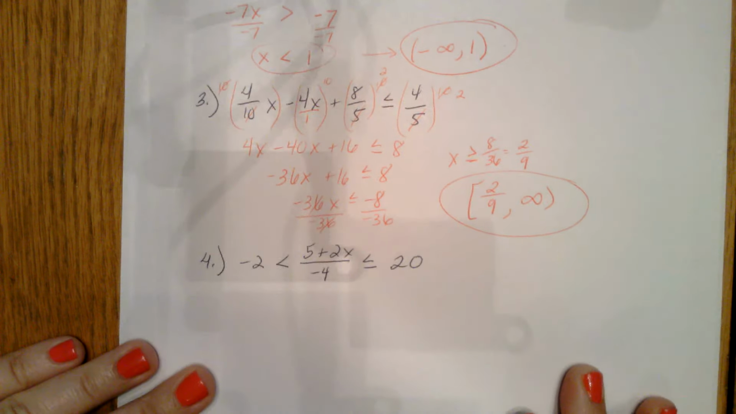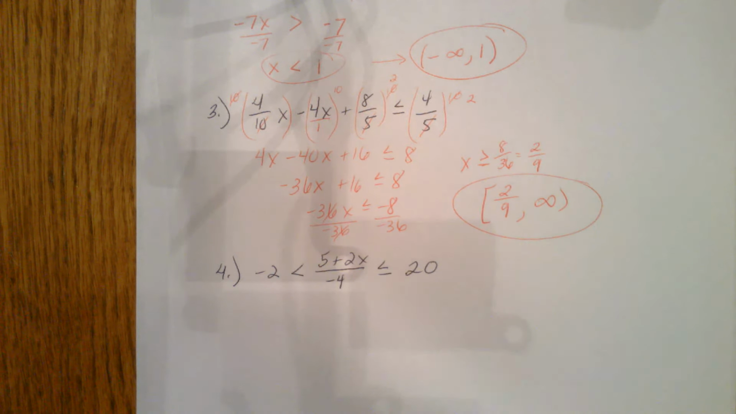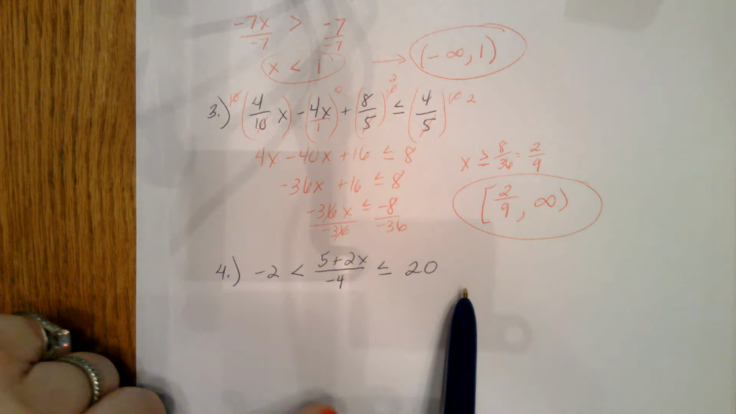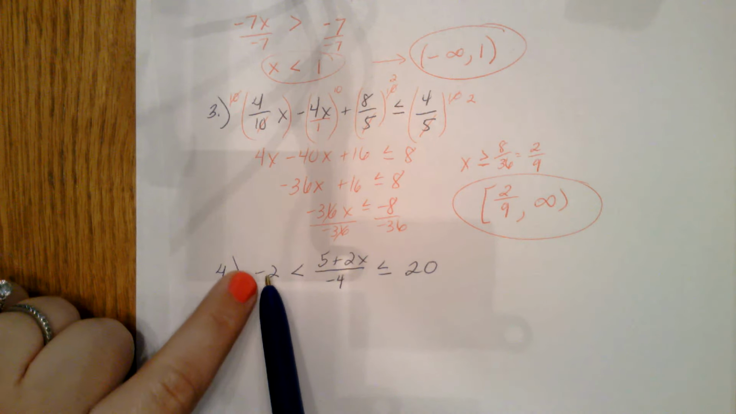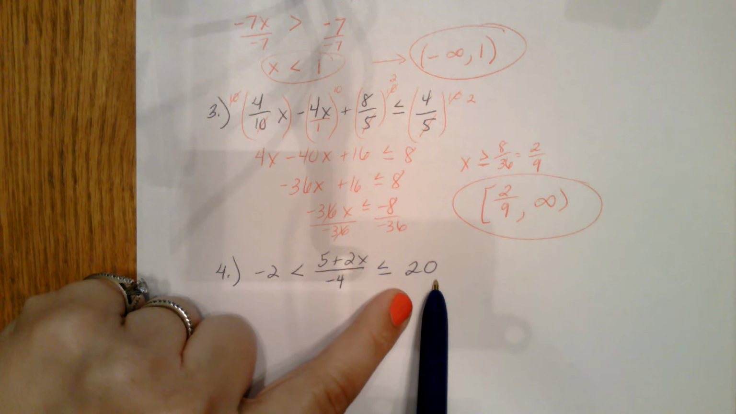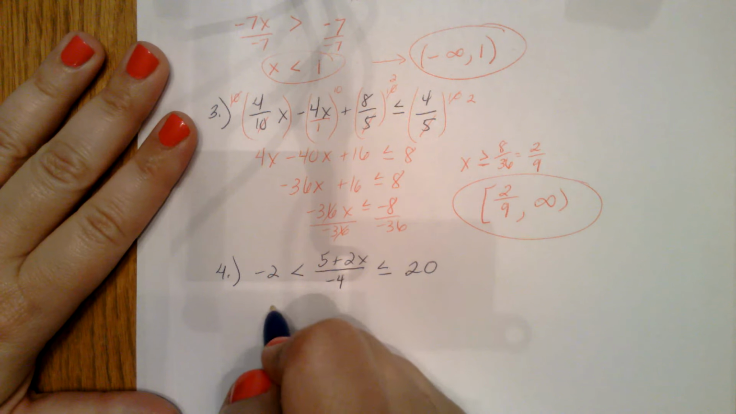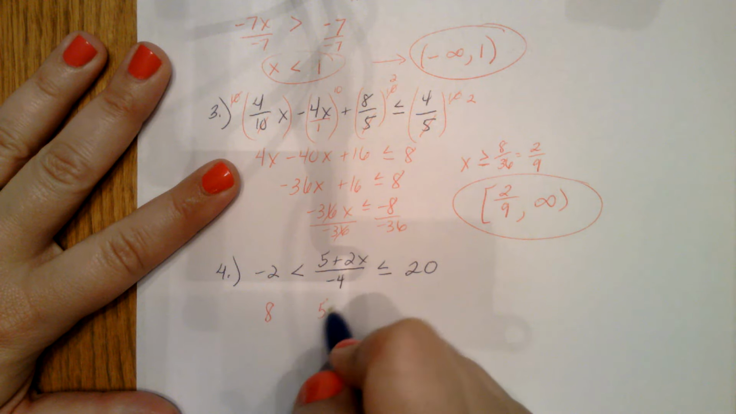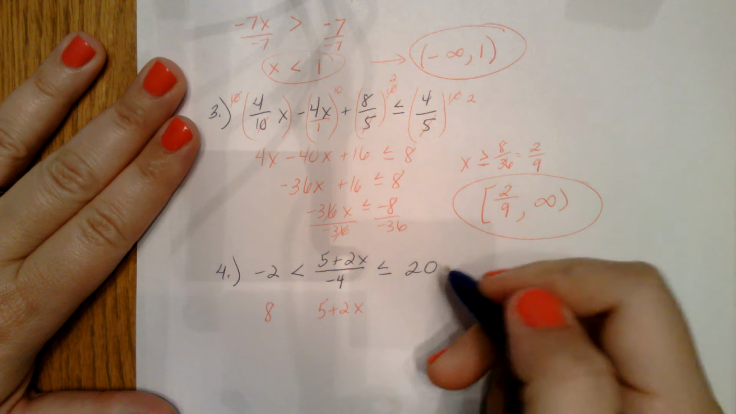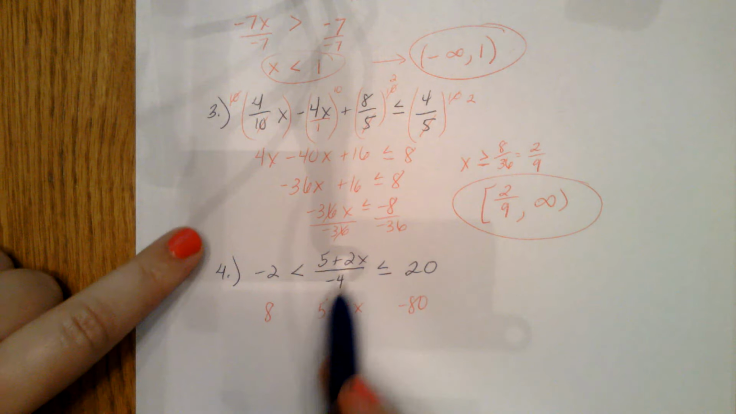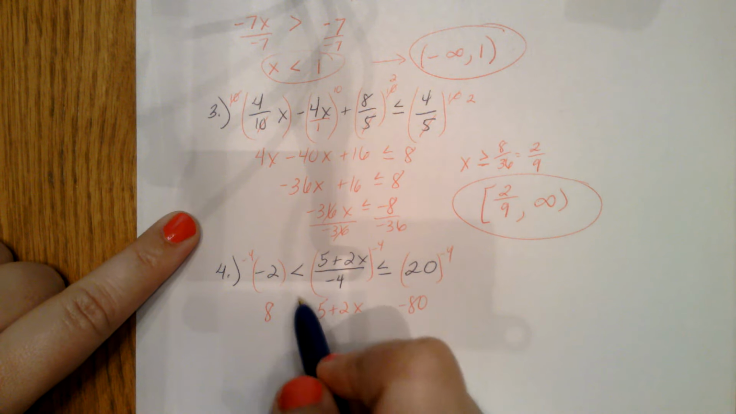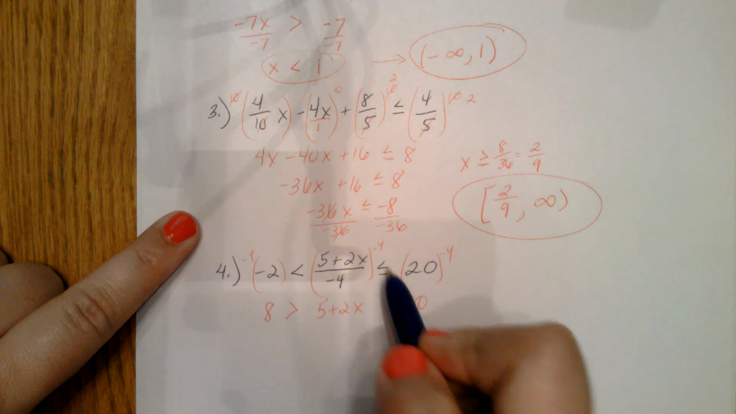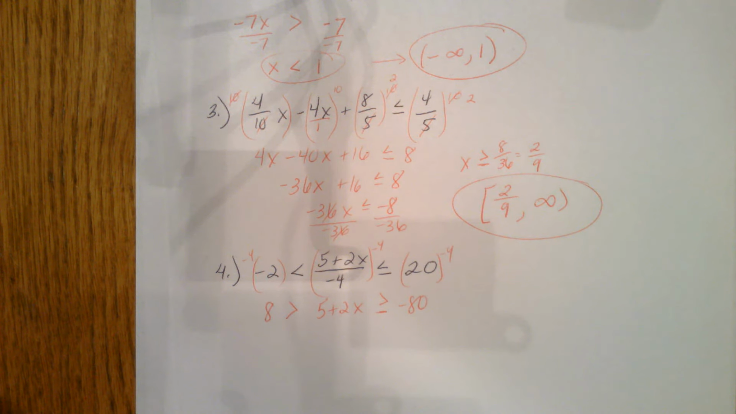All right, and let's do a compound one. This is called a compound because they're together. What do you do when you have them all together? Well, you treat each side the same. You start in the middle, and you want to clear it of that negative 4. So you're going to multiply this side by negative 4 and this side by negative 4. So you would have a positive 8. This would be 5 plus 2x. And then this would be negative 80. Now, we multiplied everything by negative 4, which means we have to flip signs. So this would now be greater than, and this would be greater than or equal to.